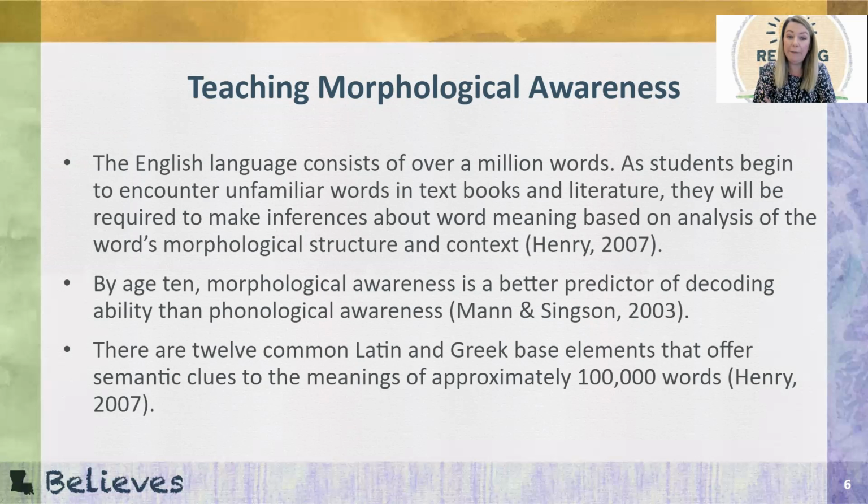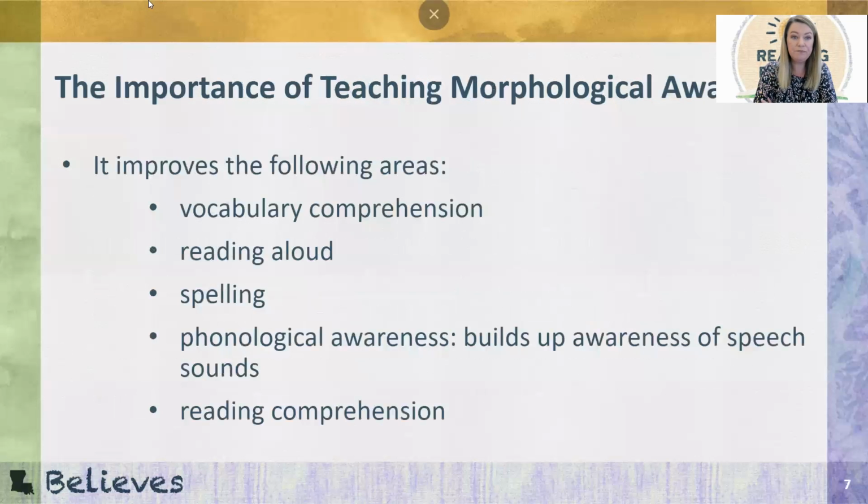And there are 12 common Latin and Greek base elements that offer semantic clues to the meanings of approximately 100,000 words. I have them on some upcoming slides, but just these basic common Latin and Greek base elements will help unlock the meaning, like I said, for those 100,000 words.